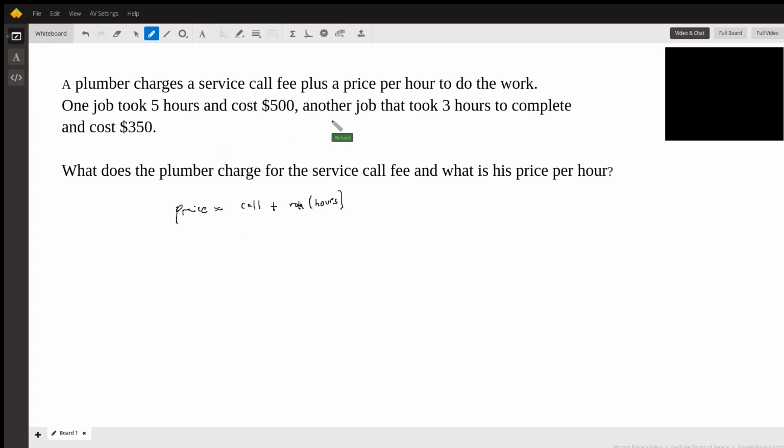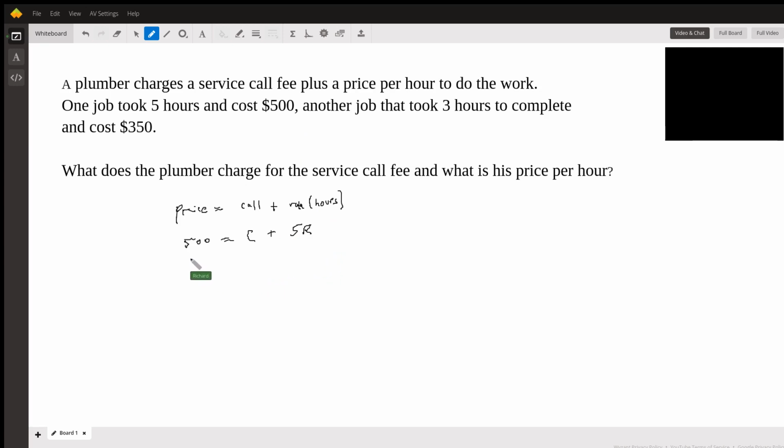So we're just going to set this up. This is just a nice little system of equations. So for the first job, it was $500. And we don't know what the price of the call is. So I'm just going to make that a capital C. That's the service call. And then we don't know what the rate is either, but we do know that it was 5 hours. So we'll call the rate R.